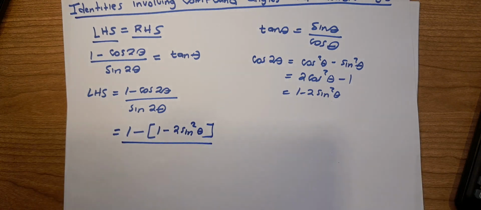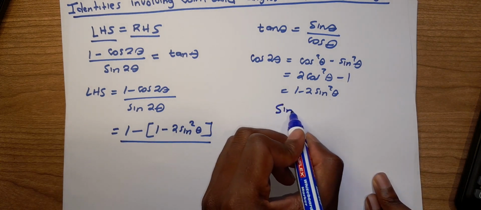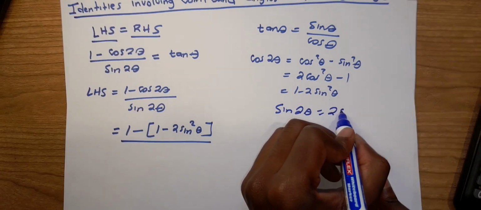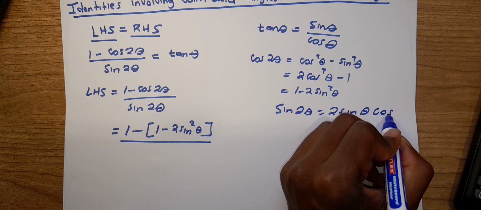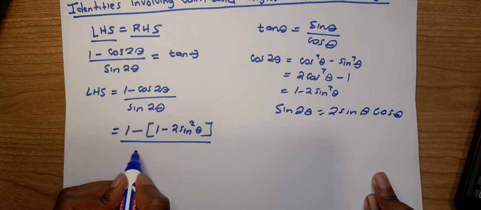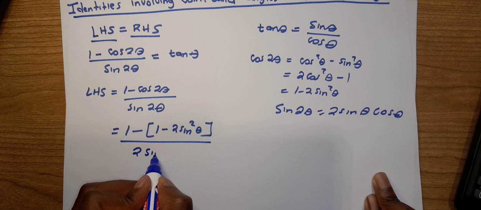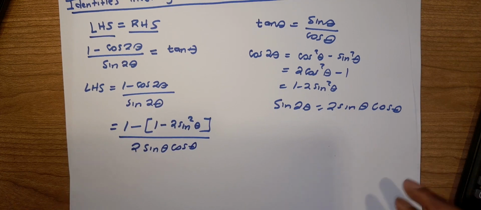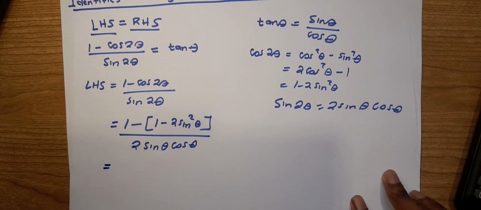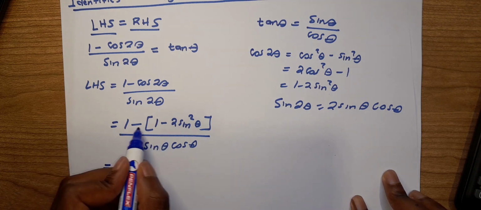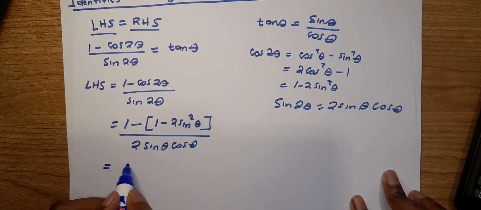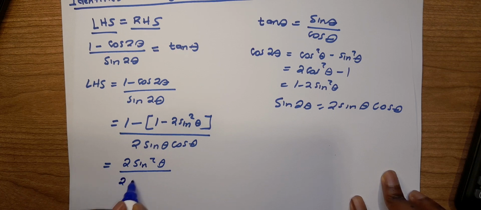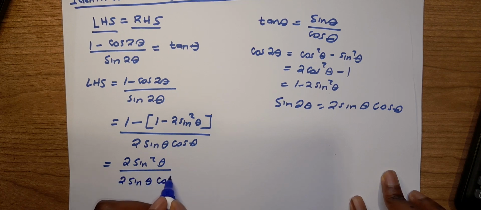Divided by, what is the identity for sine 2 theta? We all know that sine of 2 theta equals 2 sine theta cos theta. So we expand this: 1 minus 1 is 0, and negative times negative is a positive. So we have 2 sine squared theta on top, and 2 sine theta cos theta on the bottom.